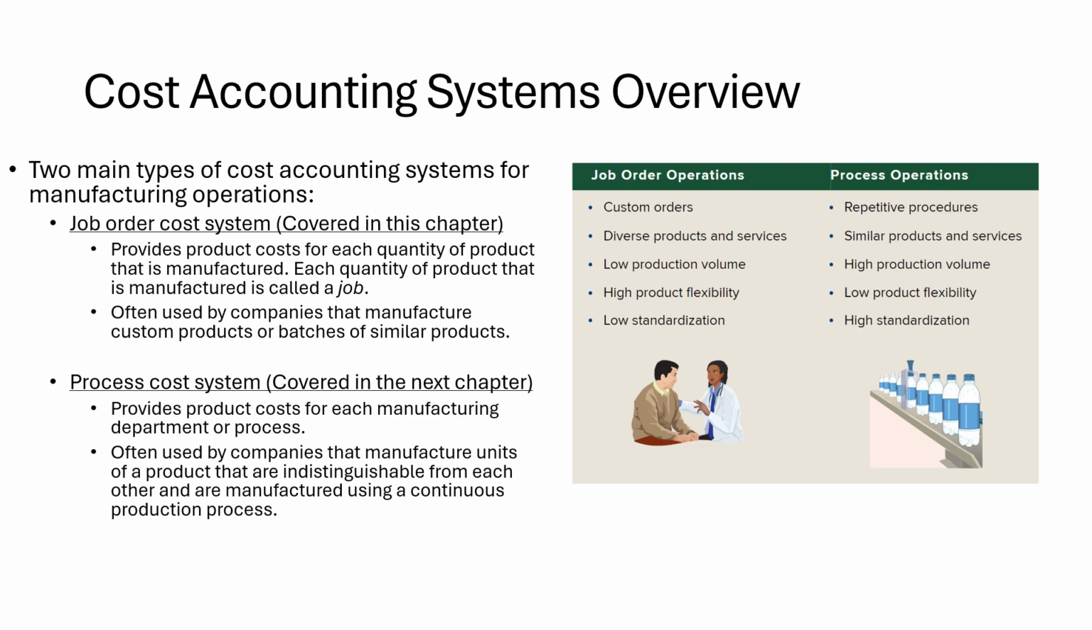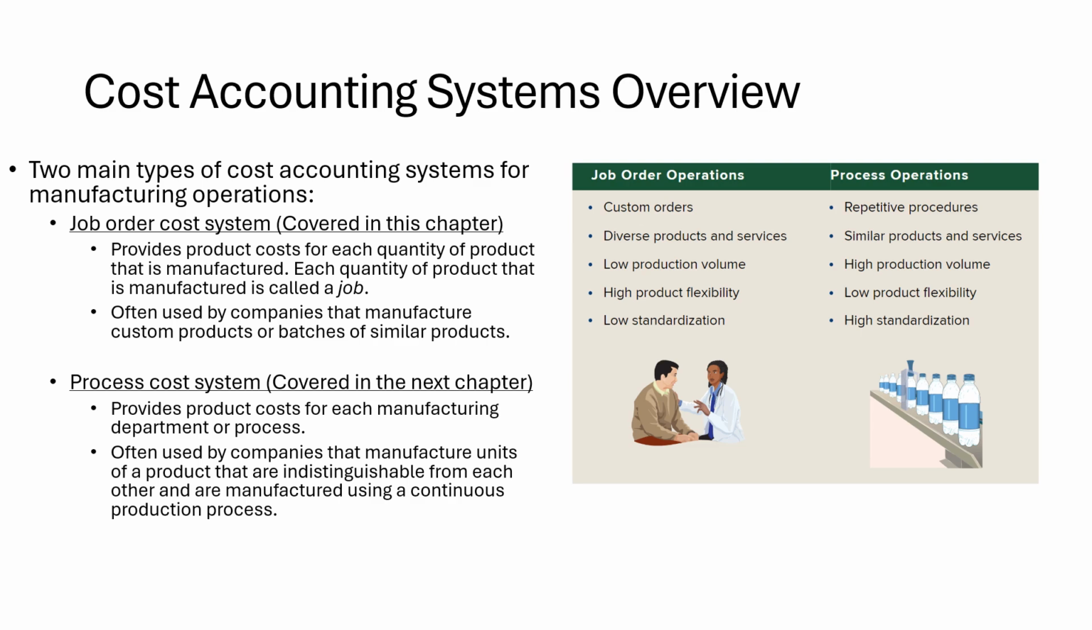The first one is job order cost system. That's what we cover in this chapter. And that is more specifically for jobs or manufacturing processes that allow for custom or unique orders. So customized orders built to the customer's specifications. So a job order cost system provides product costs for each quantity of the product that is manufactured. Each quantity of product that is manufactured is called a job.